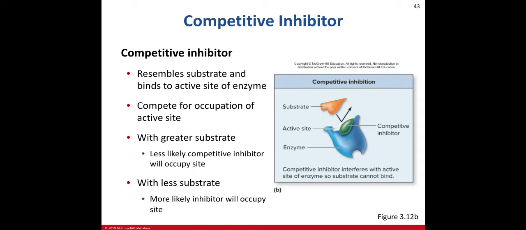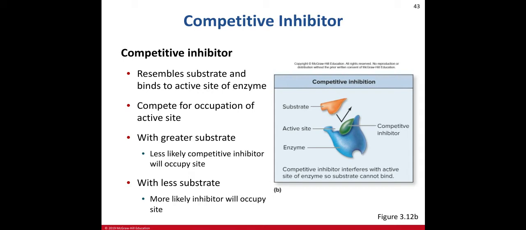So you can think of it sort of like two runners in a race. The competitive inhibitor, it's faster. It gets to that active site and it stays there. And now the substrate can't get in there in order to have the reaction happen.